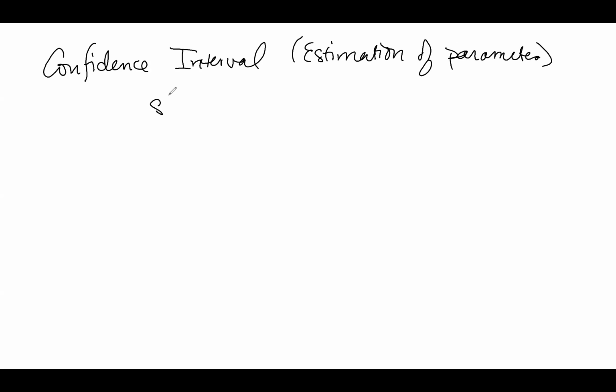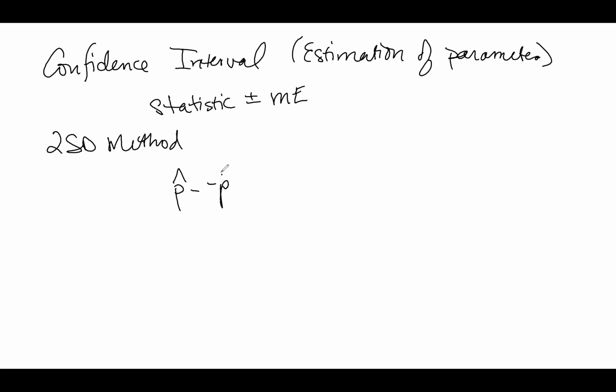We always use our statistic plus or minus the margin of error. So far in class, we've only focused on the 2SD method. So our statistic is the difference in proportions.